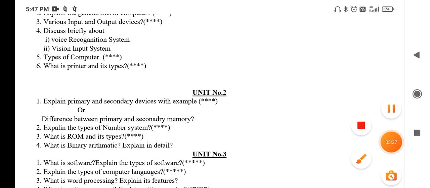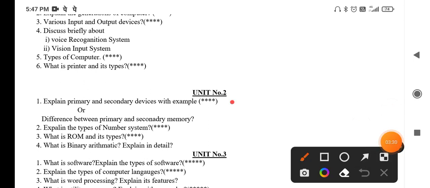When it comes to unit number 2, explain about the primary and secondary memory with examples. What is the meaning of primary memory? Primary memory is also called temporary memory or volatile memory, and secondary memory is called permanent memory, non-volatile memory. Whatever data is stored in primary memory will be erased automatically when you switch off the computer. That we have to explain in the definition.